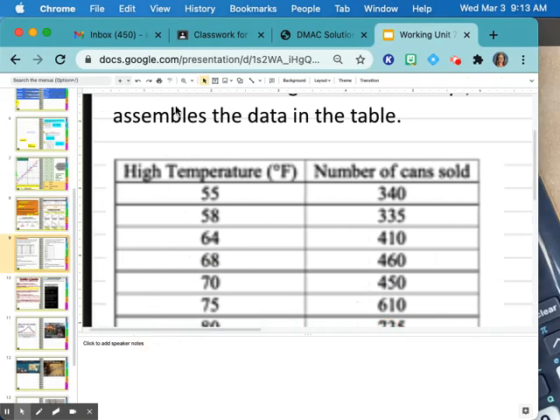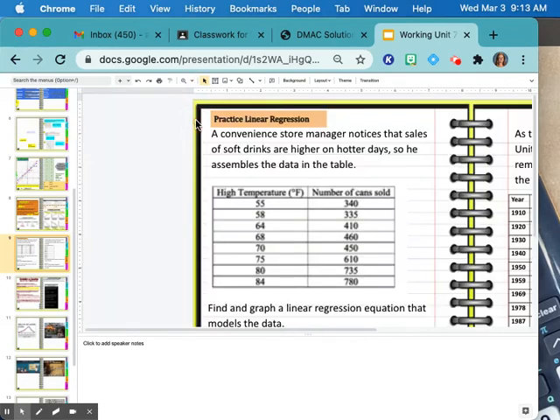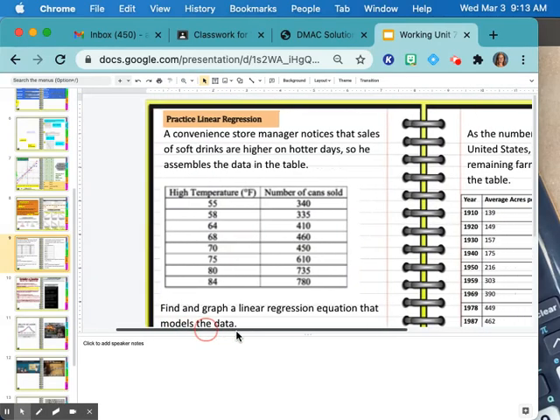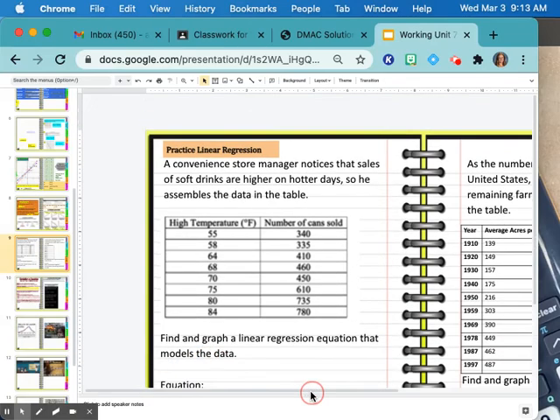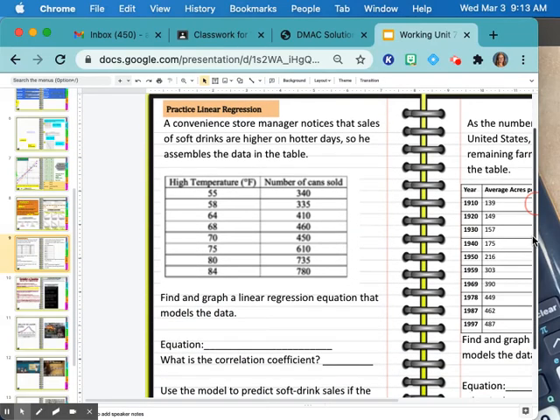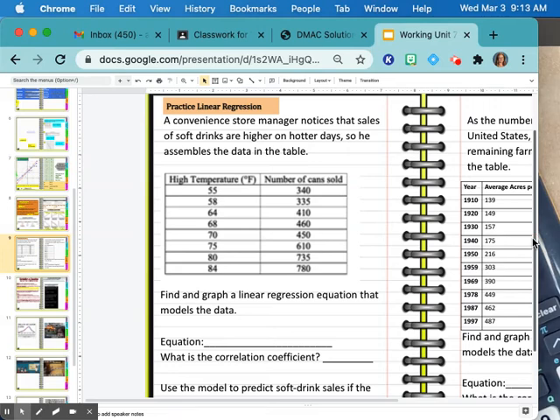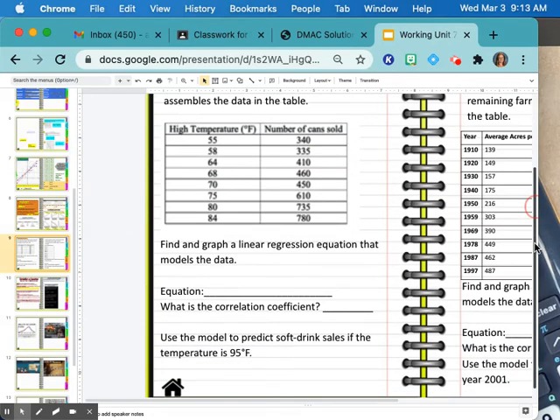All right, our last slide for the day. Let's look at the practice linear regression. We are only looking at the left side right now. It says a convenience store manager notices that sales of soft drinks are higher on hotter days. So he assembles the data in the table. We have high temperature and then number of cans sold. Find and graph a linear regression equation that models the data. What is the correlation coefficient? And then use the model to predict soft drink sales if the temperature is 95 degrees Fahrenheit.